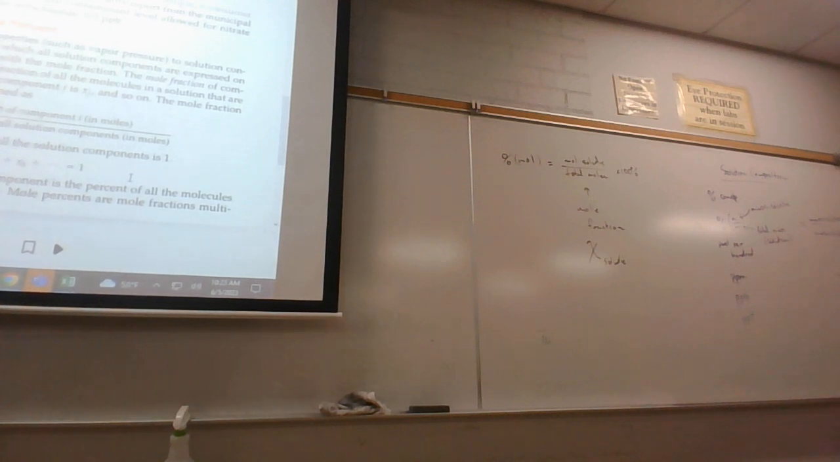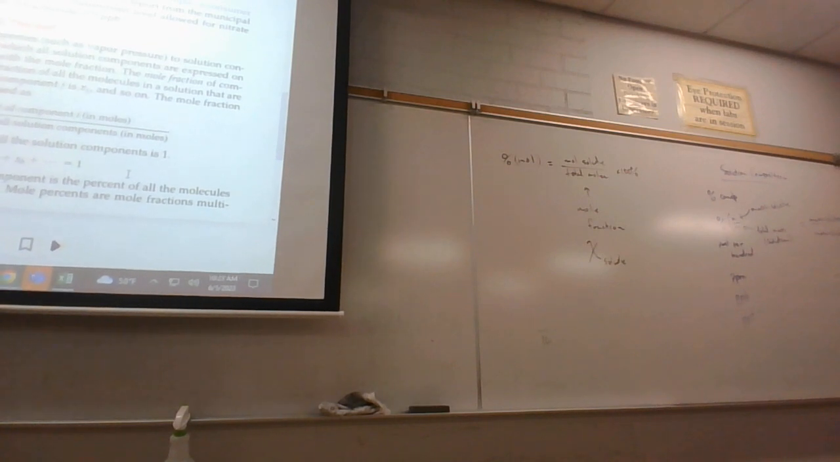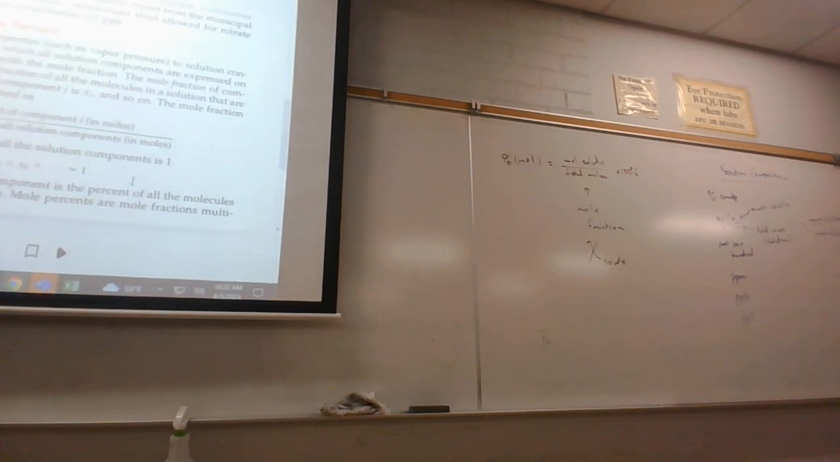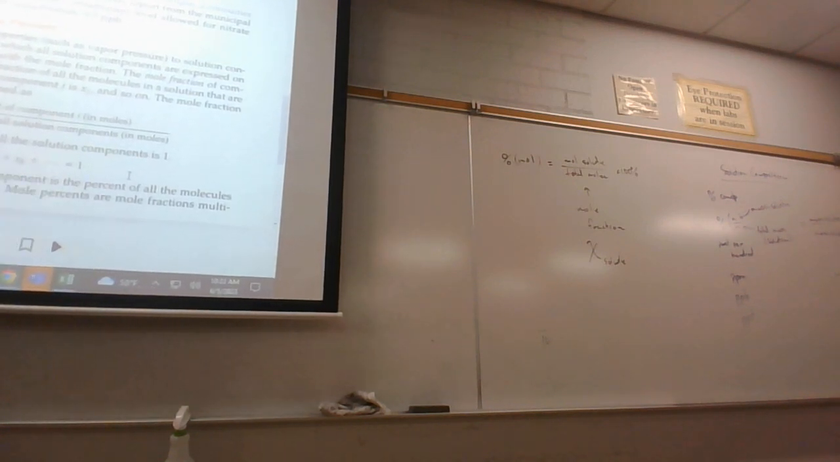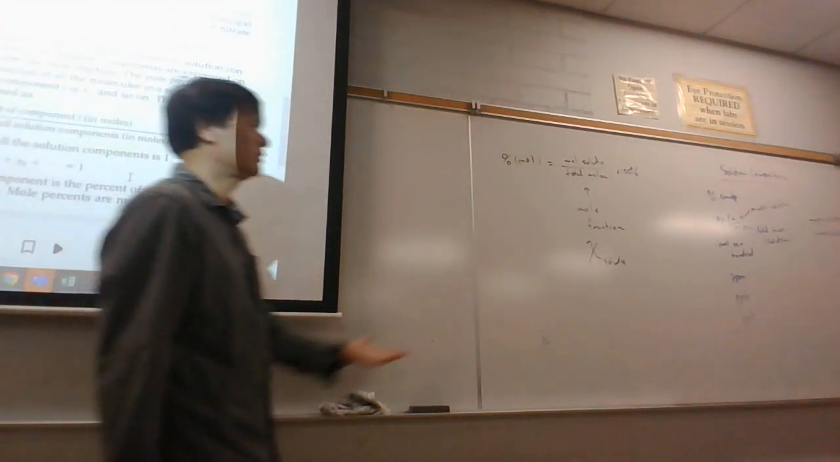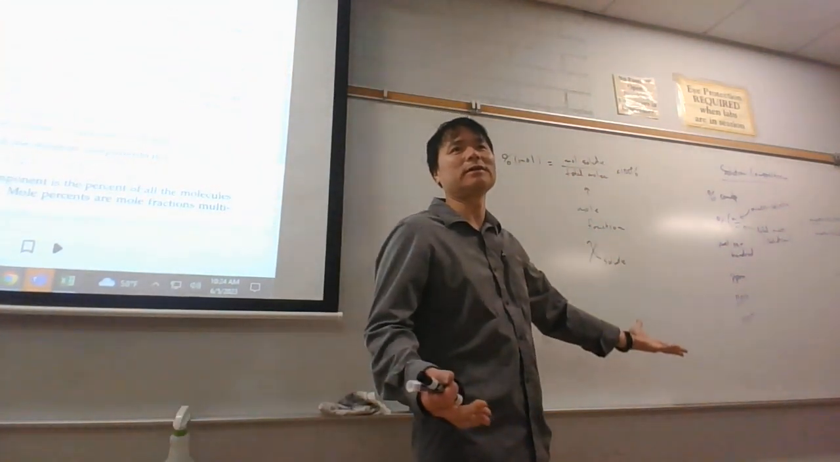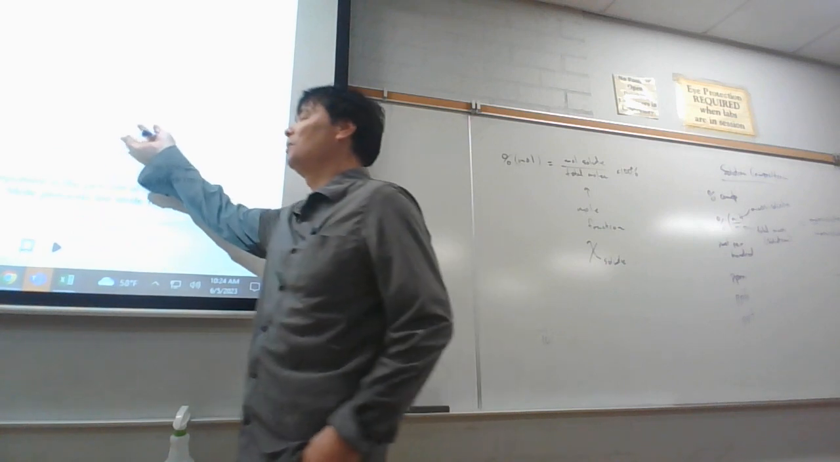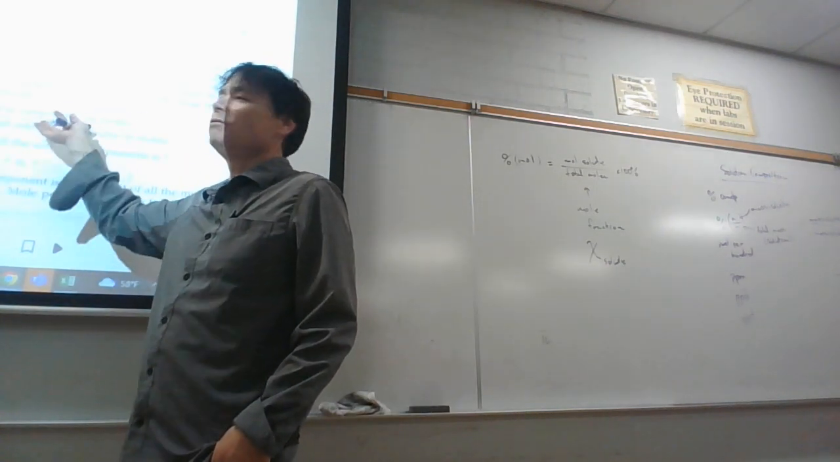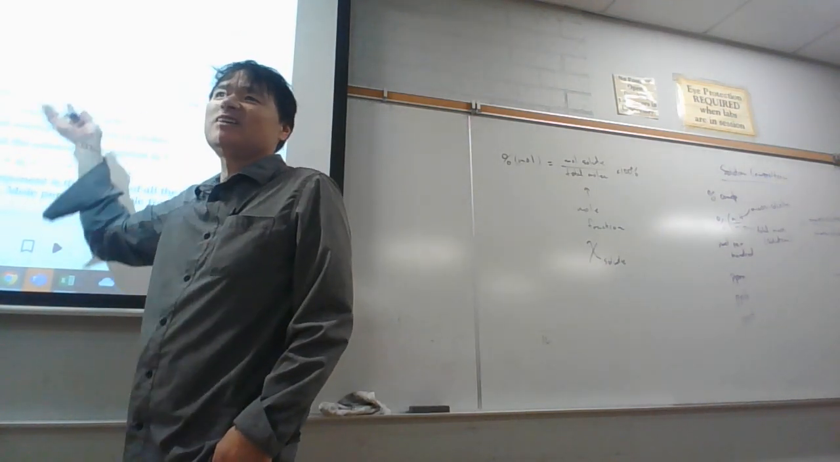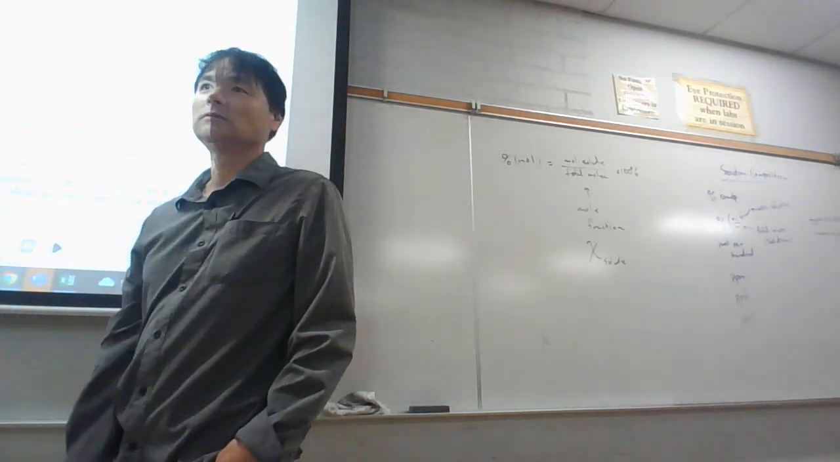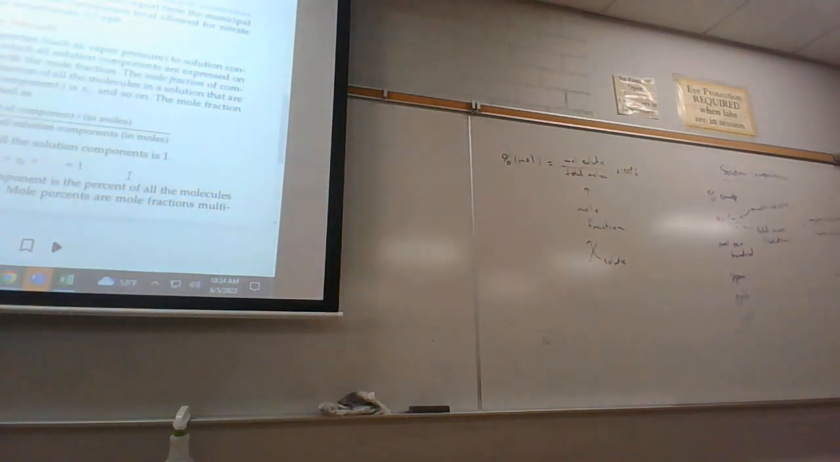So here's the mole fraction, chi. And it's just the amount of component i in moles divided by the total moles. All the mole fractions have to add up to 1. All the mole percentages have to add up to 100%. And so if you represent it in fractional form, 50 out of 100, that's 50%. 50 out of 100 would be 1/2. That would be the mole fraction 1/2.